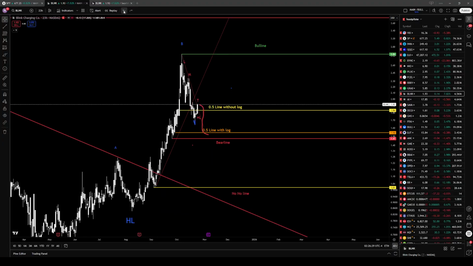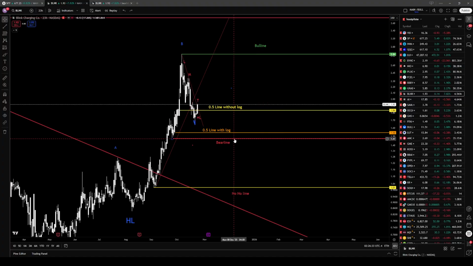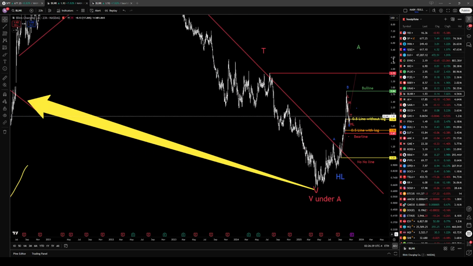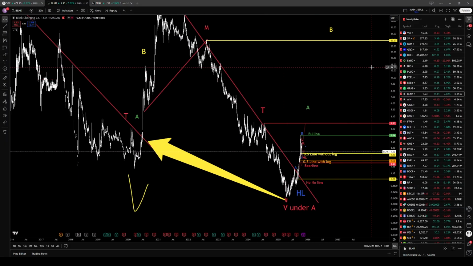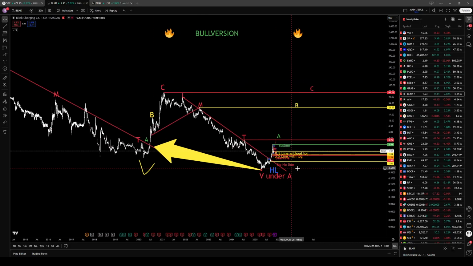What I don't want to see is anything under 147. And if we're breaking $1, again, I really have to look for a bearish alternative chart. But right now, looks finished and bullish.